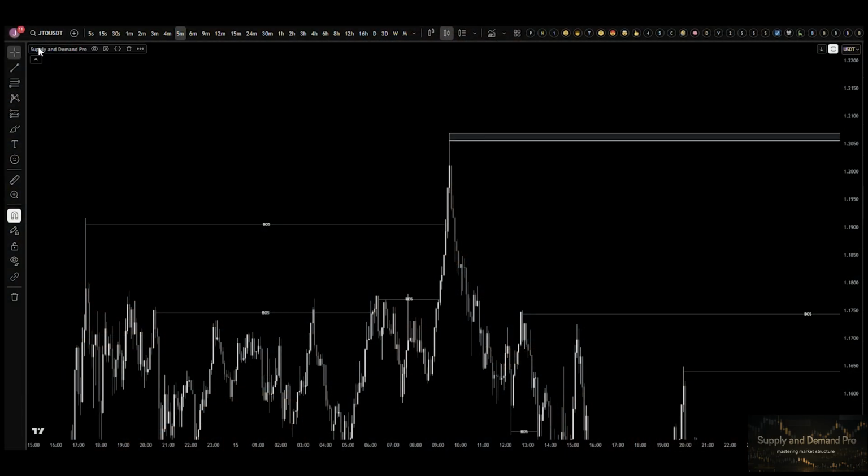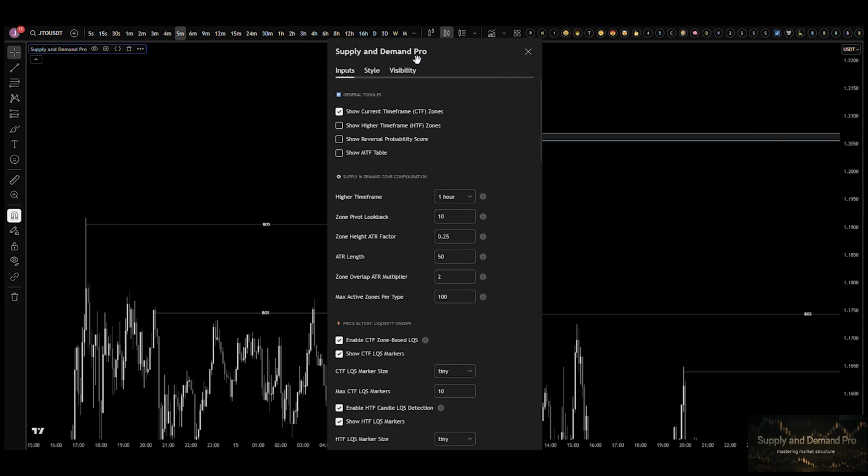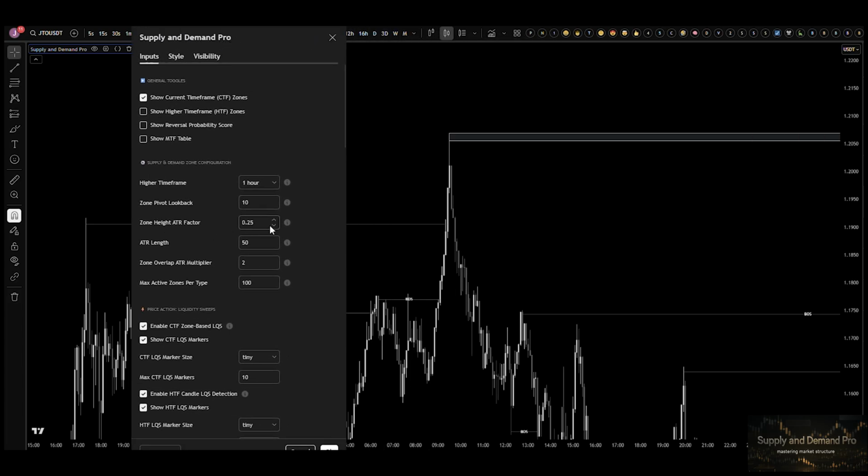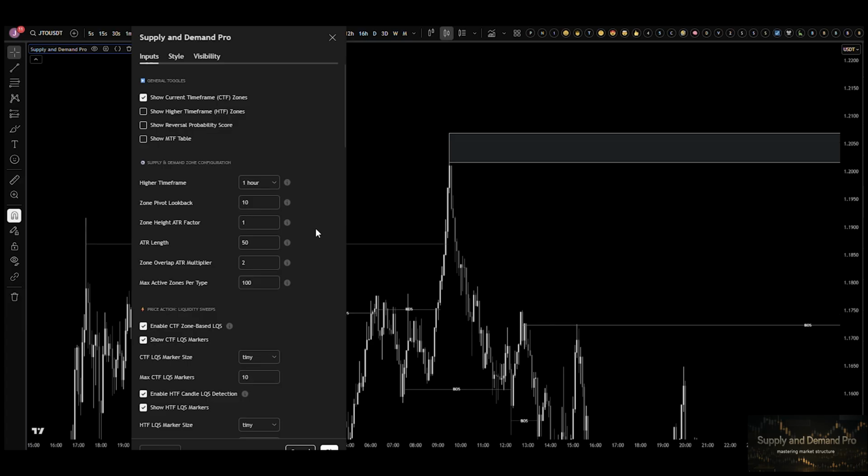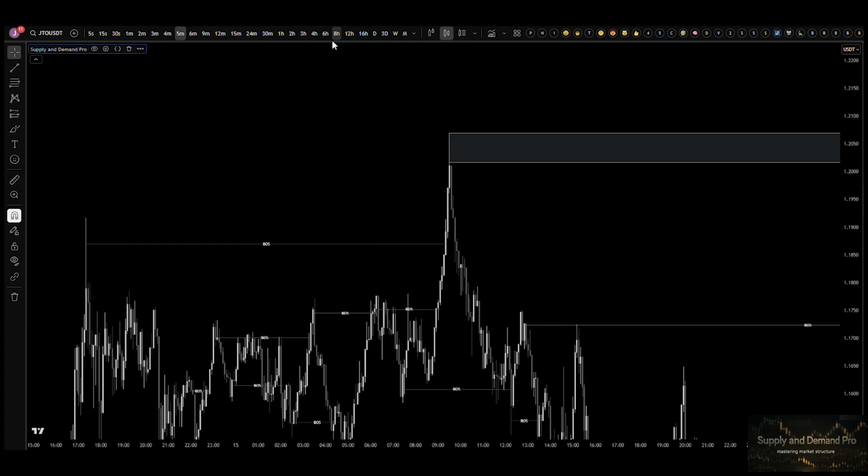Exactly. If there's a big news event and volatility spikes, the ATR goes up and the zones expand to give price a bit more room to move without immediately invalidating the zone. Conversely, in quiet markets, the zones become thinner, more precise. And you can adjust that factor.